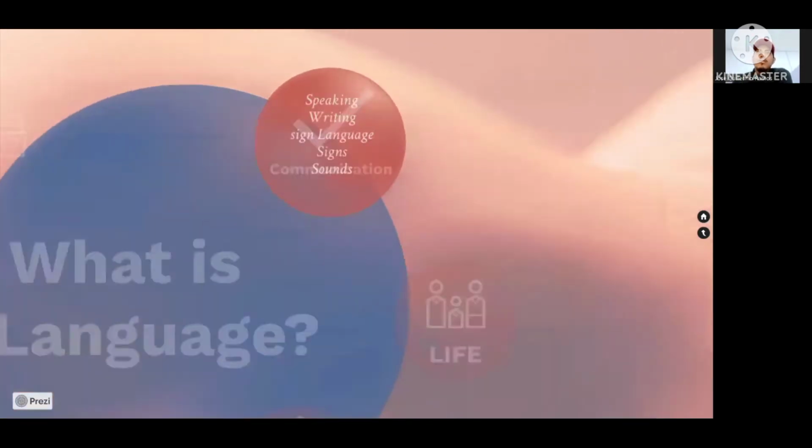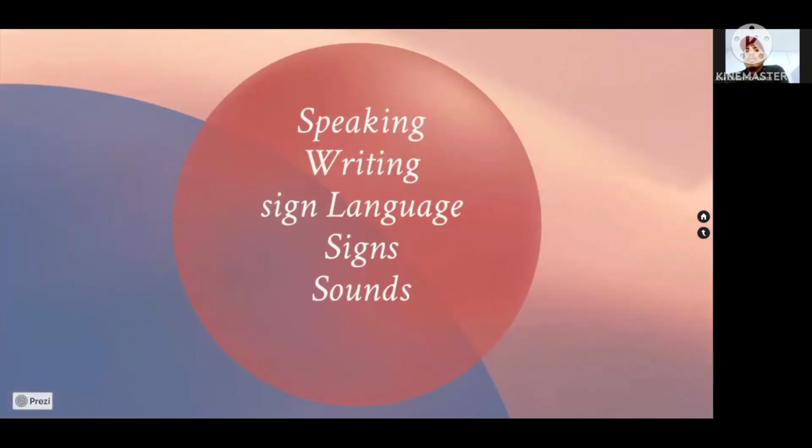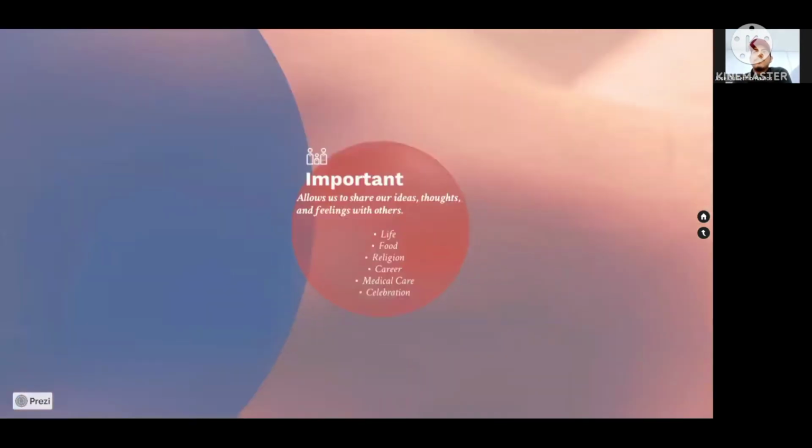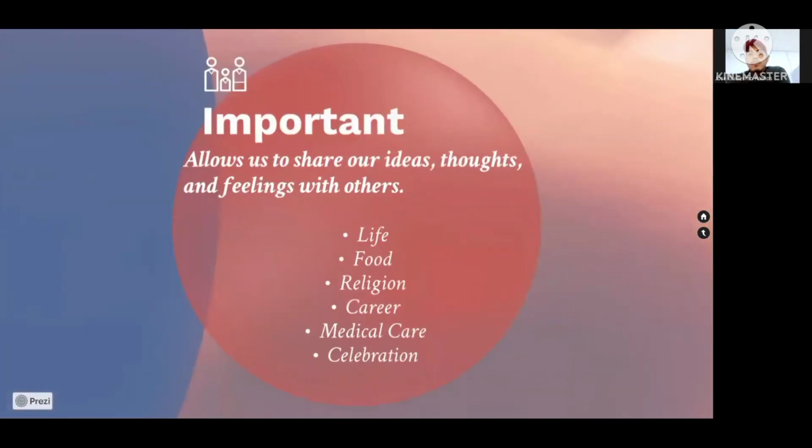What is language? We know that language consists of speaking, writing, sign language, signs, and songs. We use communication as language. We communicate with one another in different types of languages, or we could classify language as communication, so that we could share our main ideas or thoughts. The importance of communication and language is that it allows us to share our ideas, thoughts, and feelings with others.